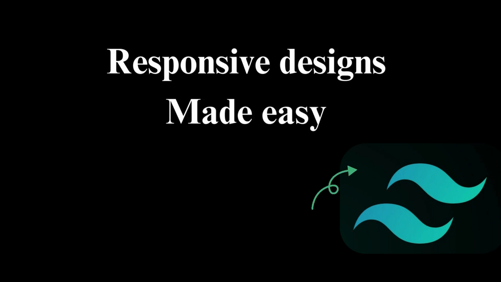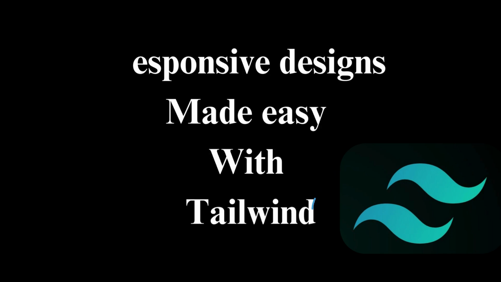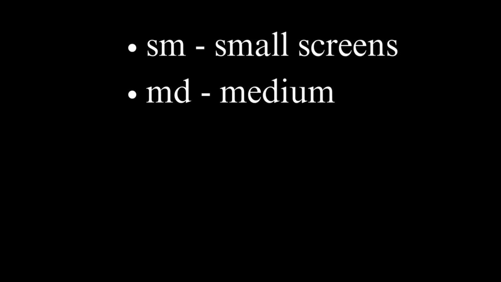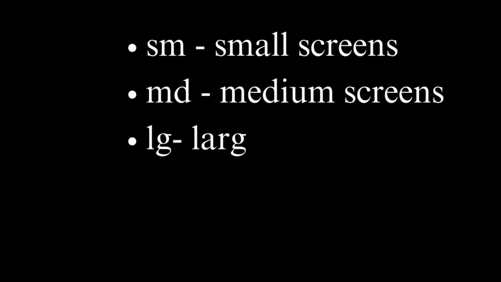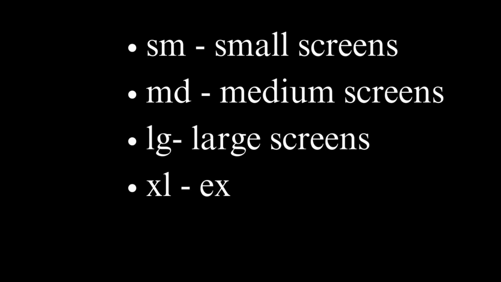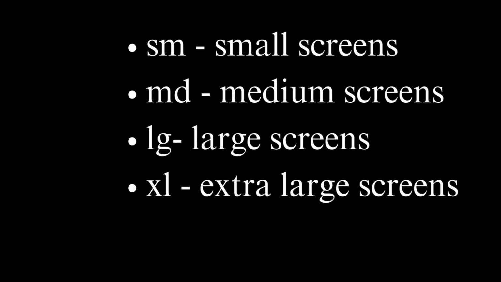Responsive design made easy with Tailwind. Tailwind simplifies responsive design using mobile-first breakpoints. So sm is for small screens, md is for medium screens, and lg is for large screens, whereas xl is for extra large screens. For example, let's start with a very simple one.